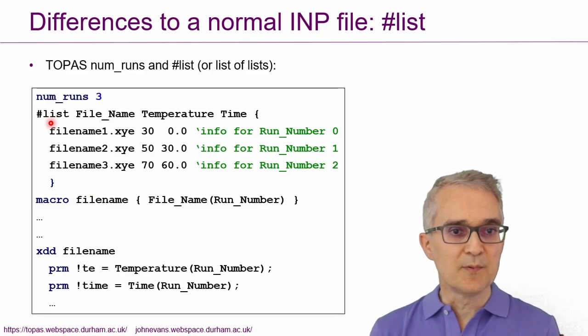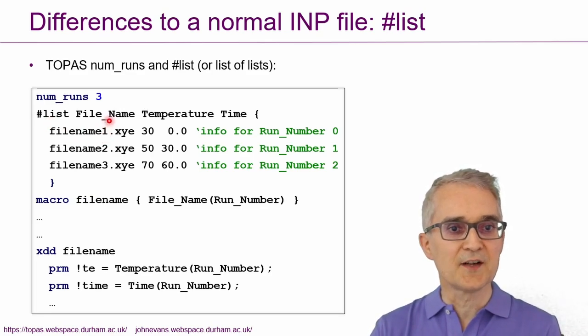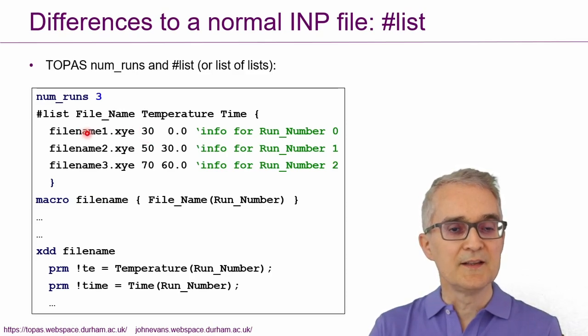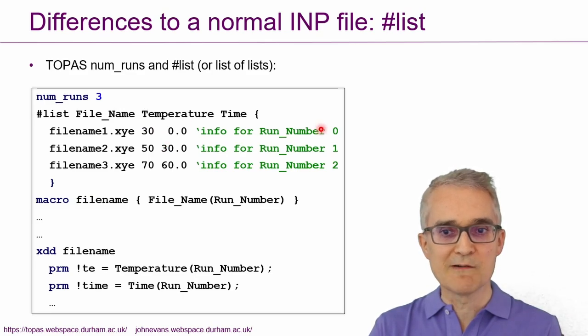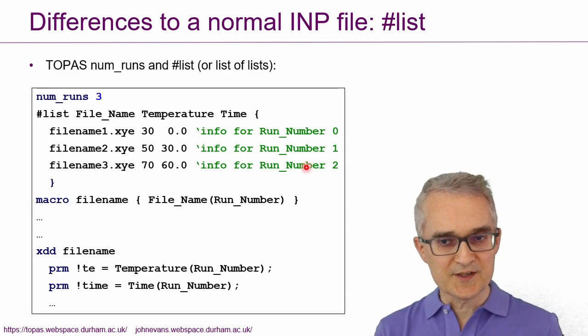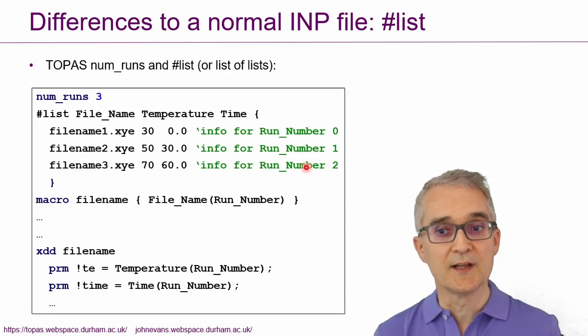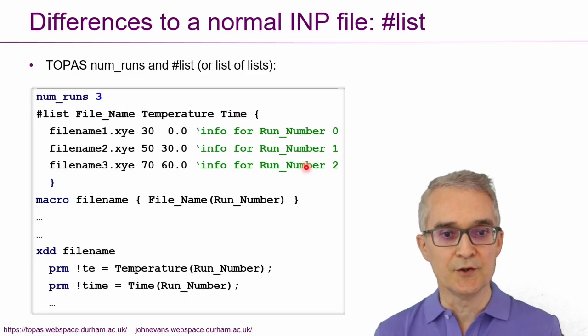So you'll see in this input file segment here that I've defined a list, and that list contains items called file_name, temperature, and time. And so for each of the runs, I've got a list here of the data set that I want to analyze, the temperature of that data set, and the time. And I've done that for run number 0, run number 1, and run number 2. So TOPAS, when it's counting through runs, actually starts at 0. So if you've got 3 runs that you're doing, they're numbered 0, 1, and 2.